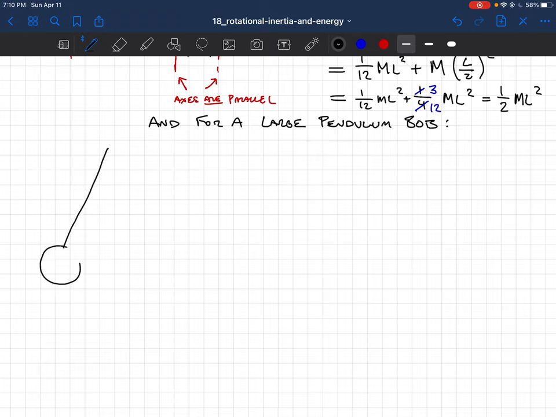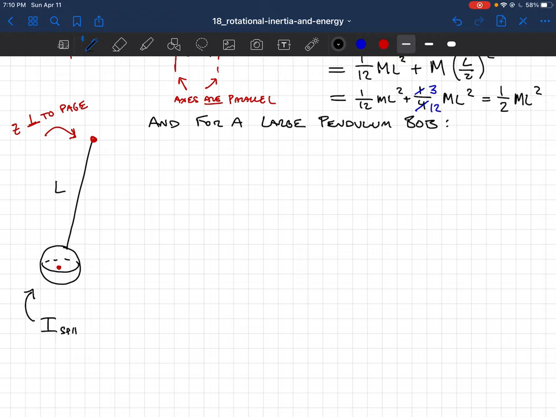If you have a pendulum with a large spherical bob, I guess I should have drawn it more like a sphere. Then we could look at the rotation of it about this axis. So this is z, perpendicular to the page here. And if that hinge point where it's swinging is some distance L from the center of mass of the sphere, well, we already know the moment of inertia of a sphere about its center of mass. We wrote that down. We called it I sphere, but it was I sphere about the center of mass. That was 2/5 mr squared.